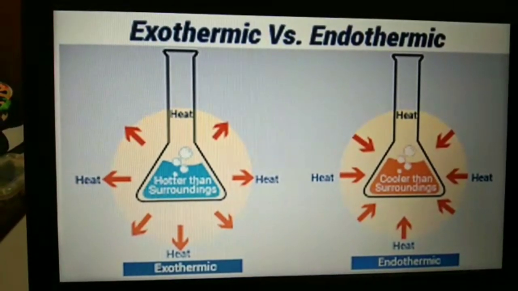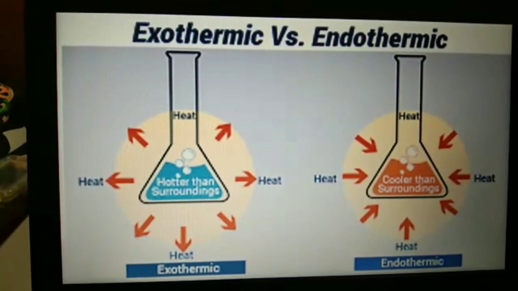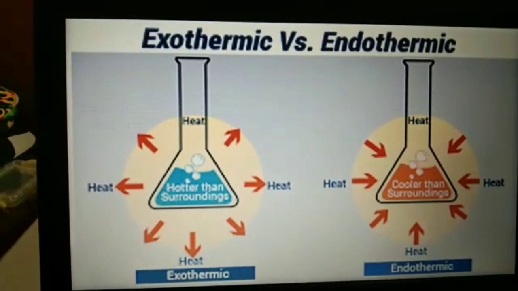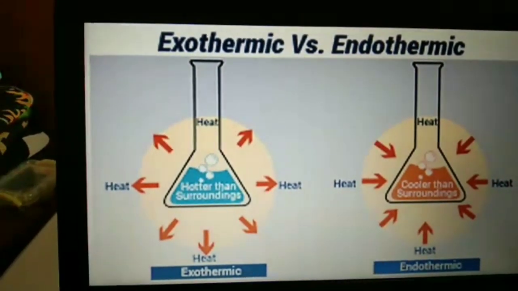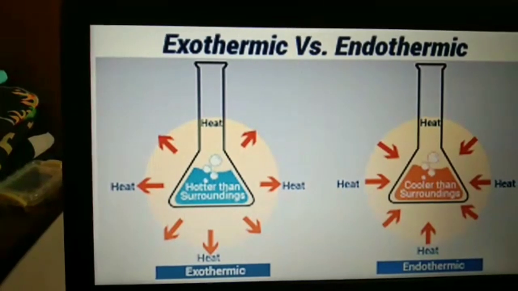Another way of describing an exothermic reaction is that it is one in which the energy of the products is less than the energy of the reactants, because energy has been released during the reaction.